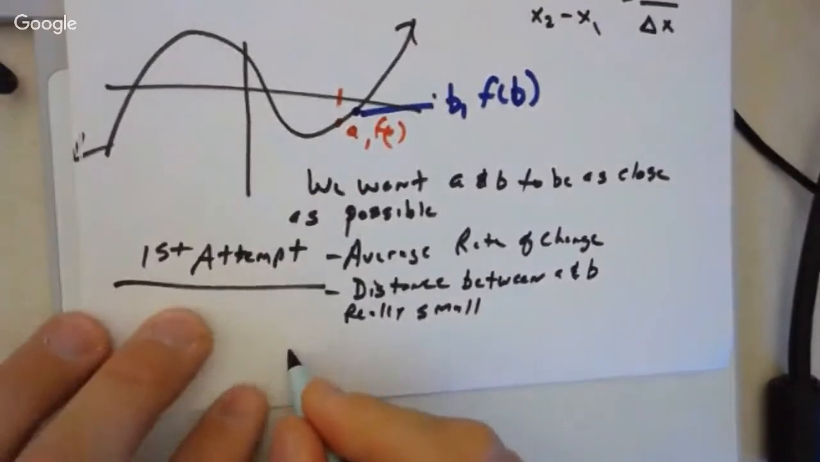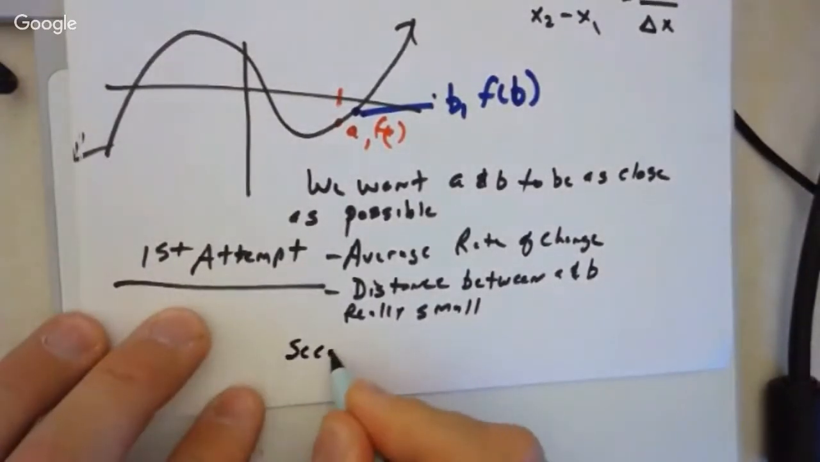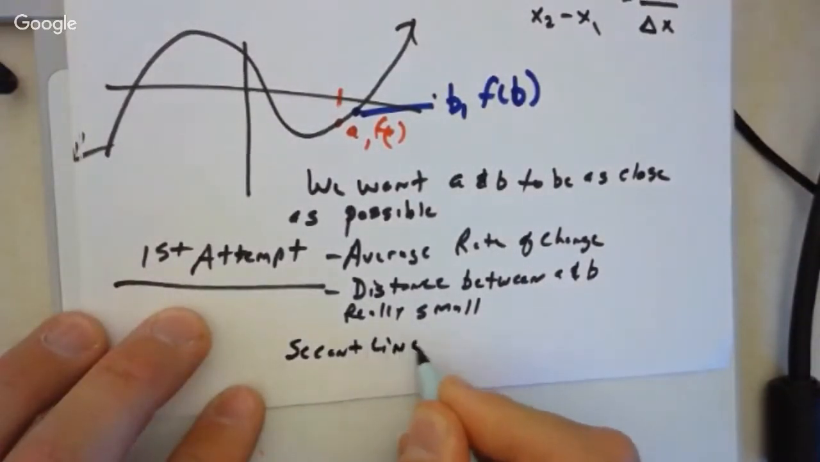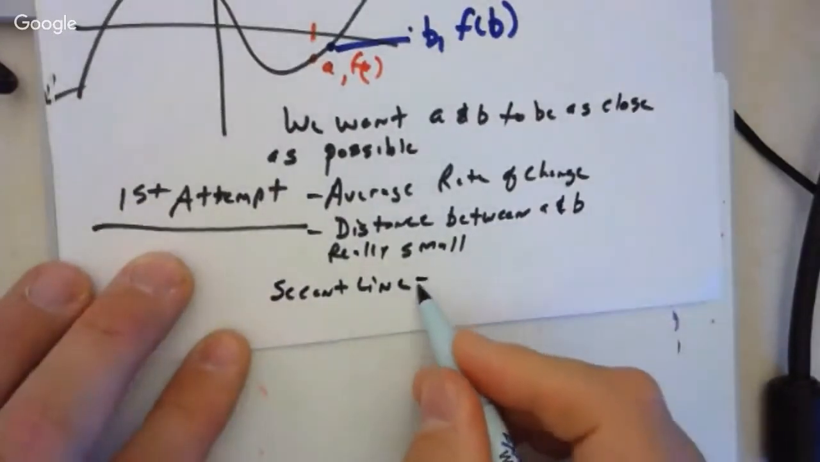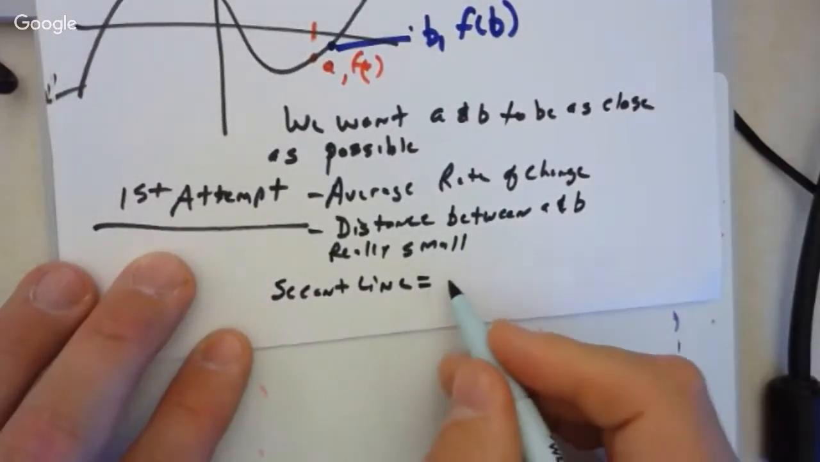So that gives us an average rate of change, which we then call generating the secant line. The secant line is an average rate of change.